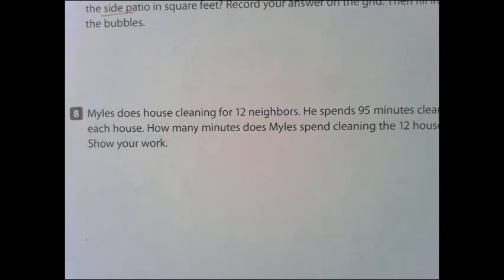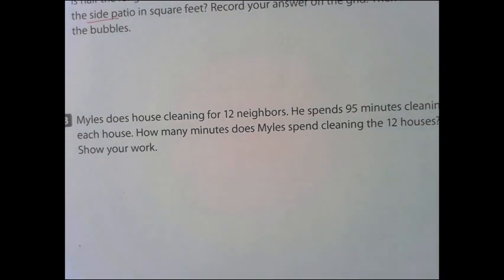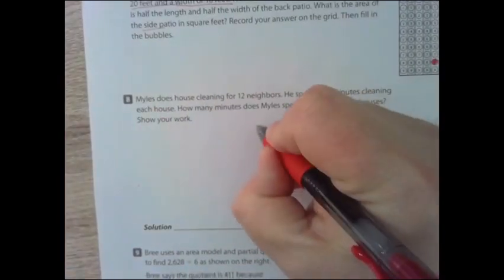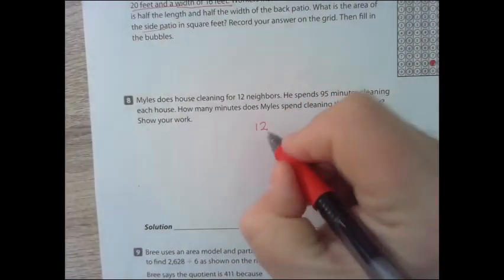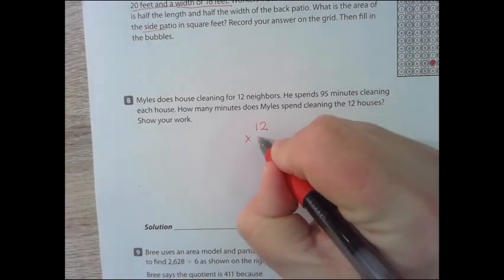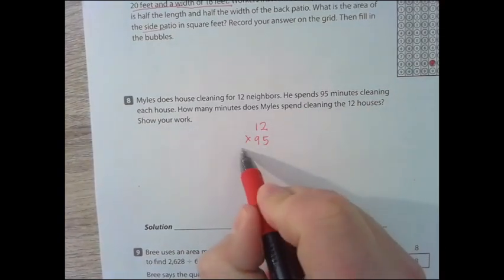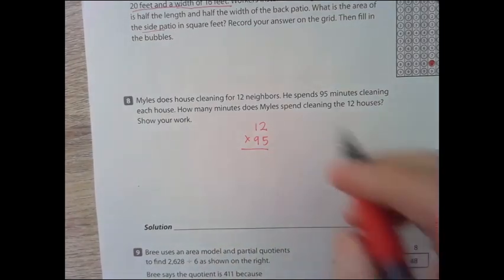Okay, Miles, let's look at number 8. Miles does house cleaning for 12 neighbors. He spends 95 minutes cleaning each house. How many minutes does Miles spend cleaning 12 houses? Well, for this one, again, we're just multiplying, right? Because he has 12 neighbors, and it takes him 95 minutes at each neighbor. So we're just going 12 times 95.